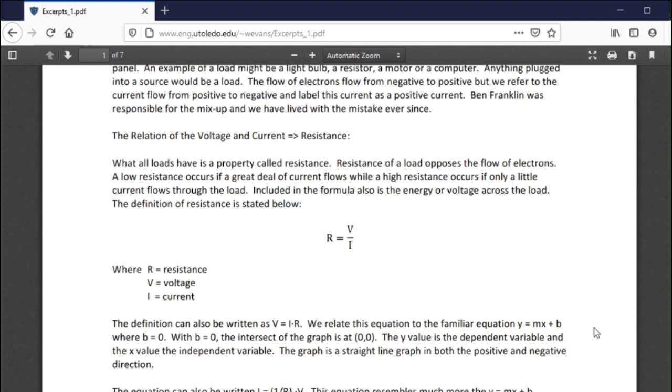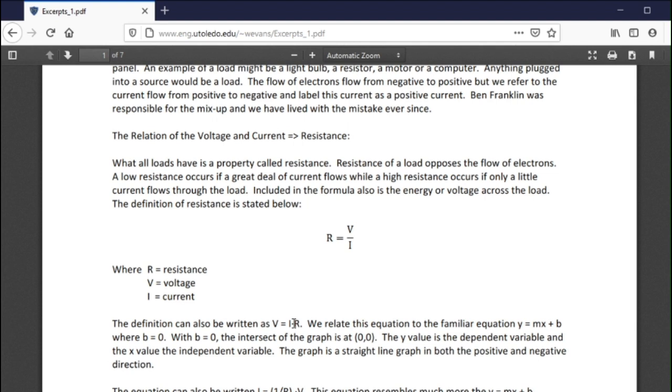Now you might be familiar with the equation y equals mx plus b. That's the linear equation for a line, right? Any line you can define by y equals mx plus b. That's from algebra days. Well, this is one of those equations where V equals IR, and as I varies, V varies. As V varies, I varies.